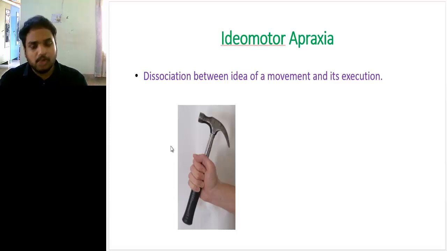And if you ask how he will use a hammer, he will just pound the fist, right? He's just going to pound the fist. That is, he knows, but he is not able to express it, right? So that is the dissociation between idea of a movement and execution.